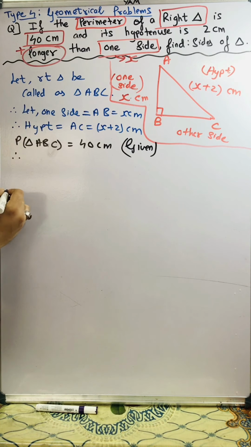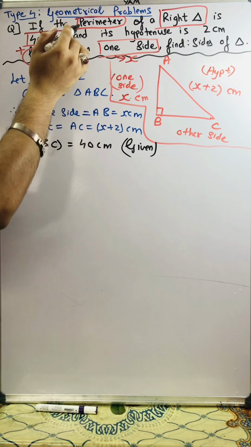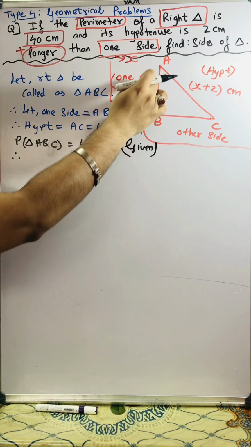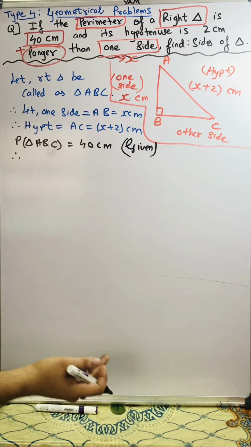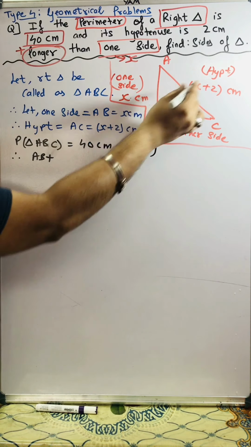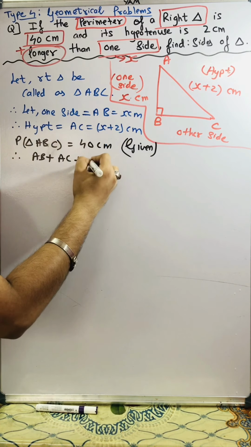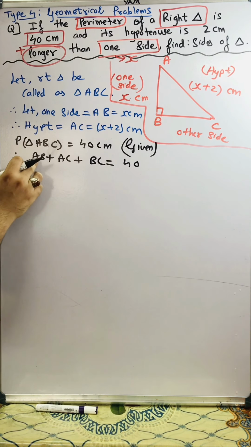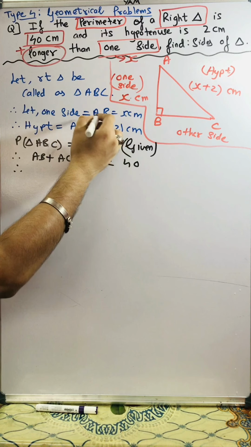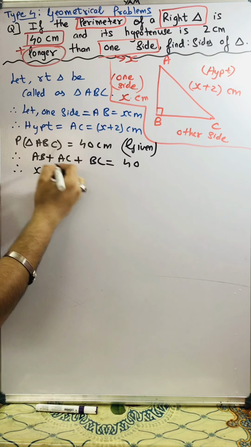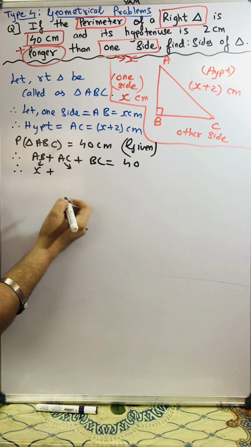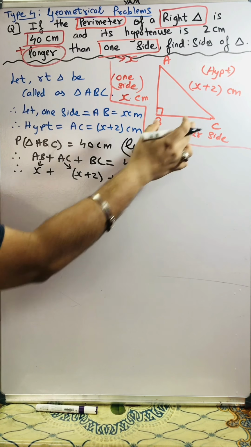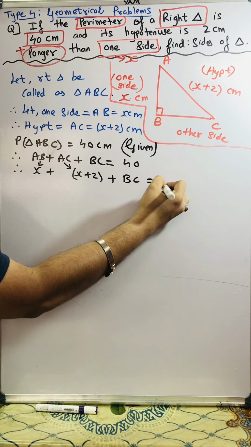Therefore, what is perimeter? I explained you at the initial stage. Perimeter is sum of all the sides. So sum of all the sides means AB plus AC plus BC. It's 40 centimeter. Now you all know the value of AB. See the diagram, AB is x, and here also we have written AB is x. Plus, do you all know the value of AC? Yes, we know x plus 2. Do we know the value of BC? No, we don't know. So I'll write BC only, is equal to 40.